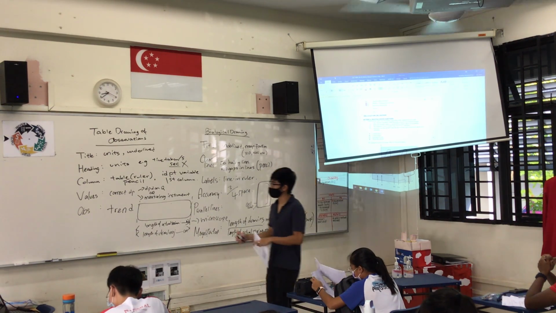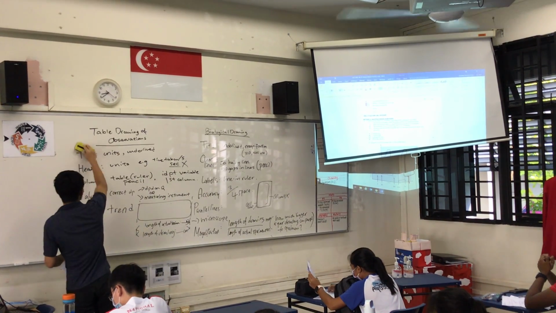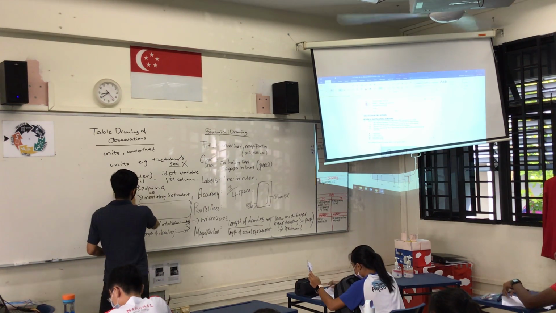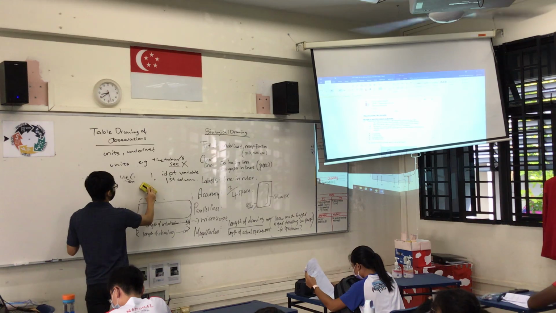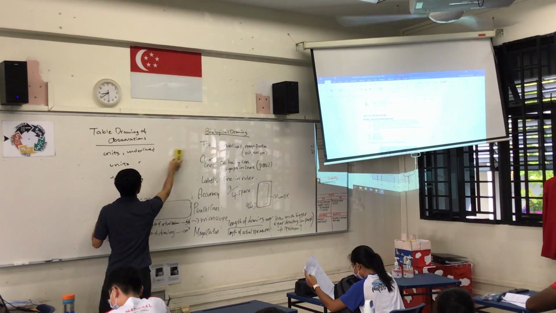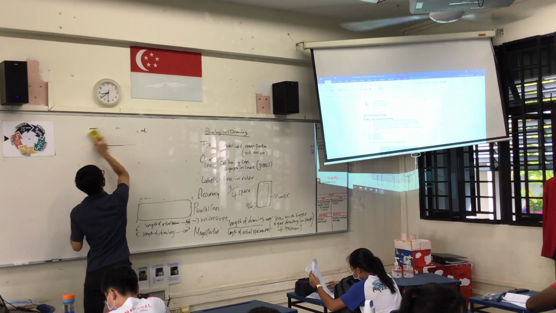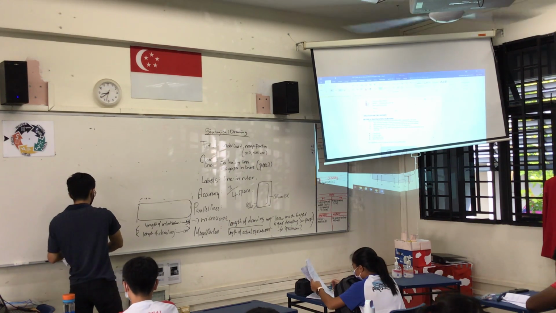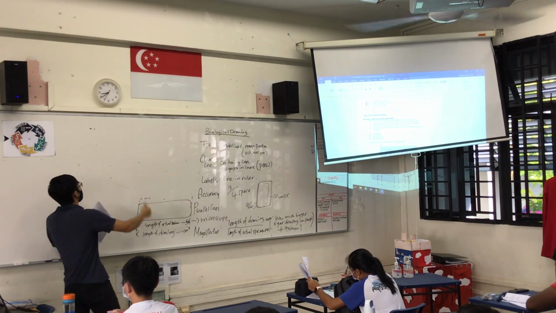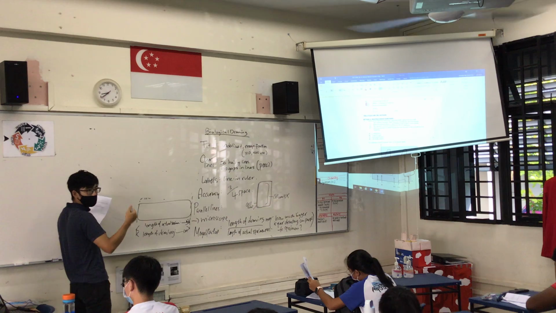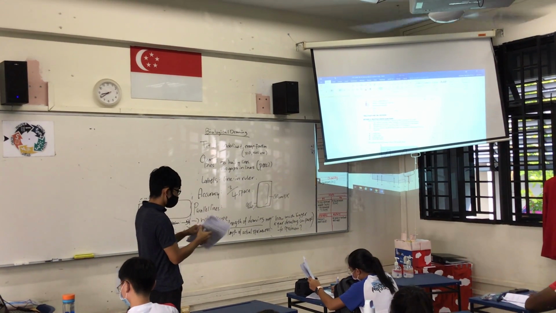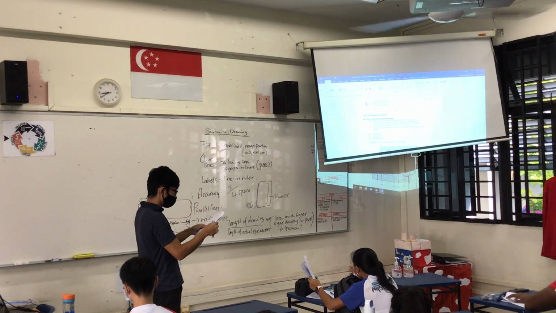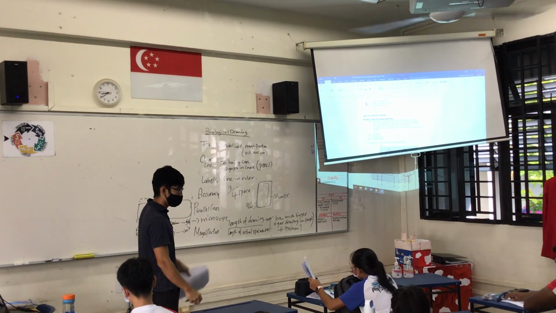Okay, I'm going to erase the left hand side. We're going to go into graph drawing. Everything starts off with a title. So it's really a waste if you don't write down a title. So go for it. Oh, okay. You do it to 1 dp. Okay, do it to 1 dp.